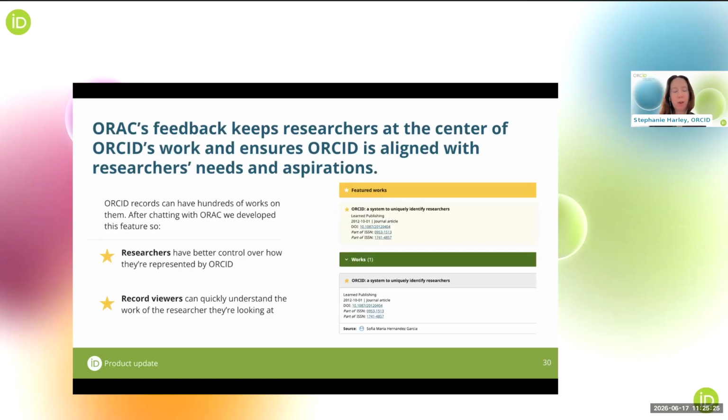This is one example from a workshop we did with ORAC last year, where our product team held a workshop with our researchers on the council to provide feedback on featured works. And they took that feedback and then built something based on it. So we really value our council members in helping us keep researchers at the center of all that we do.